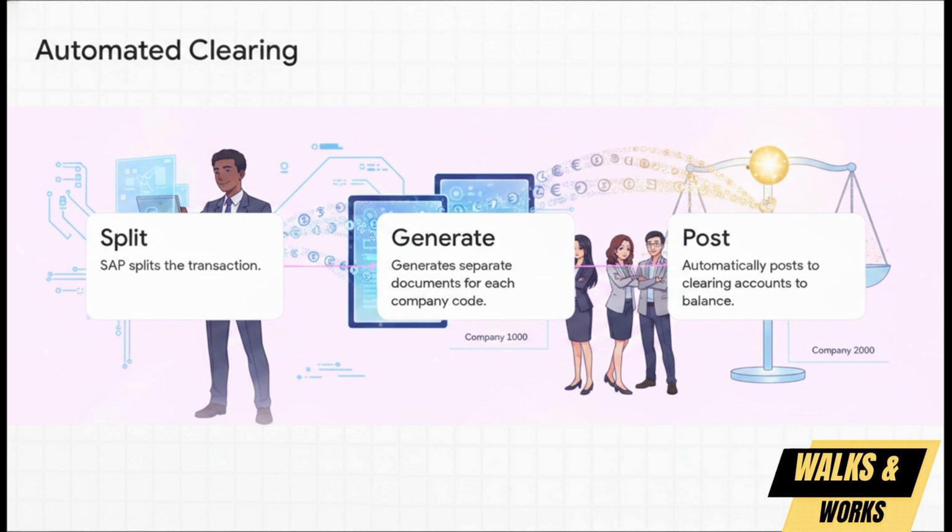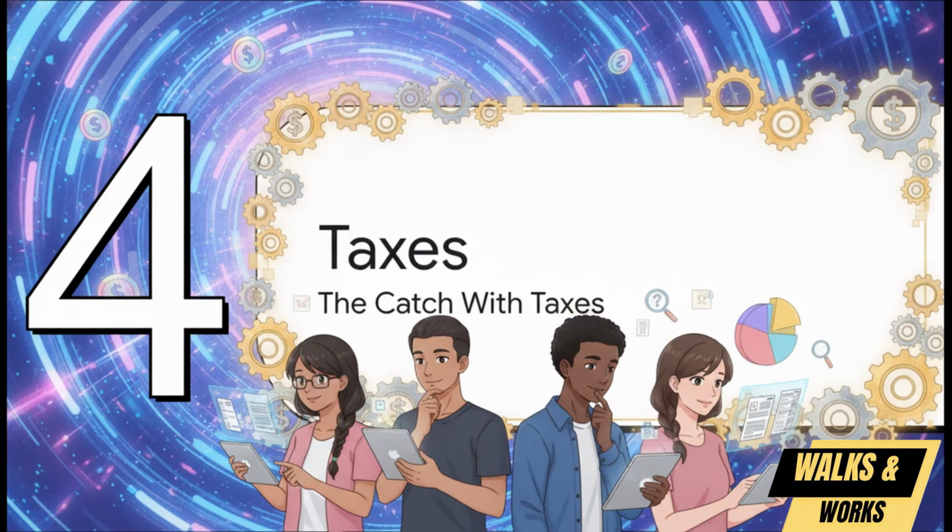And here's the real secret sauce. It automatically posts those line items to specific clearing accounts to balance the debits and credits for both ledgers instantly. No manual intercompany balancing required. But wait, there is a wrinkle. Section 4, the catch with taxes.